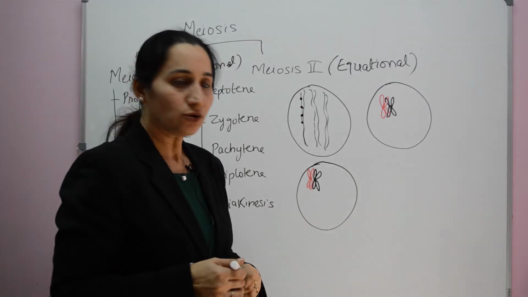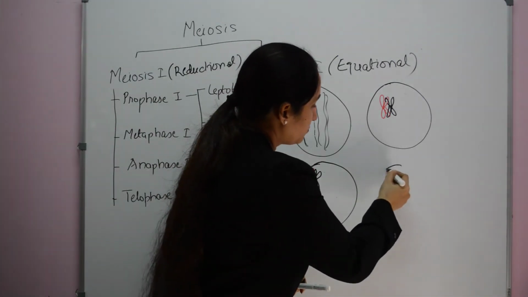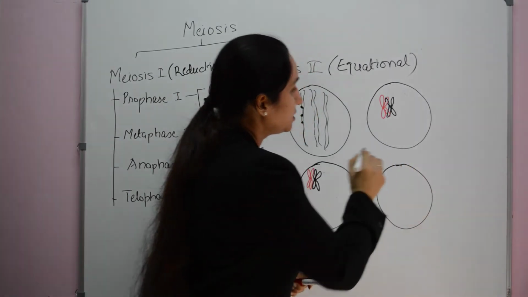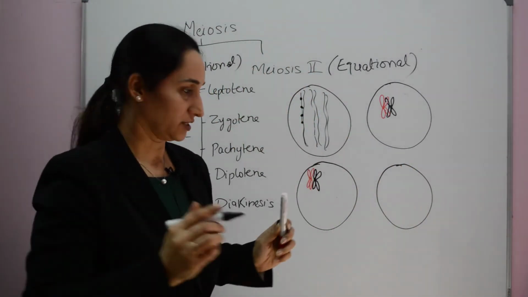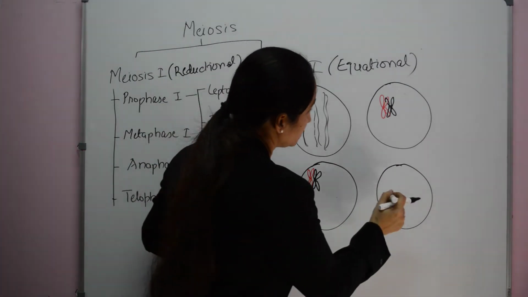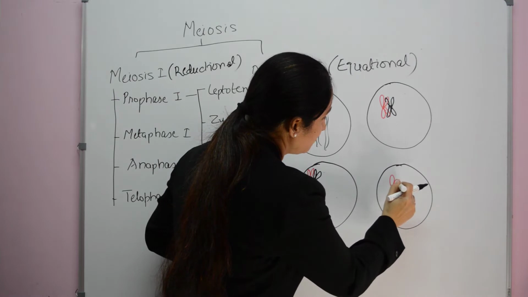Okay, now let us move on to the next stage, that is diplotene. In the case of diplotene, what will happen? In diplotene, these both will start moving away from each other, right? These both will start moving away from each other.